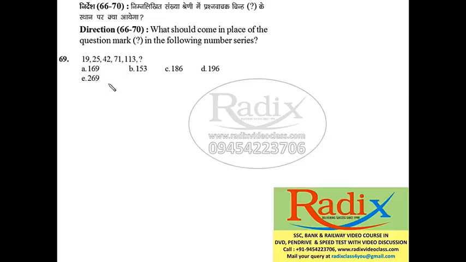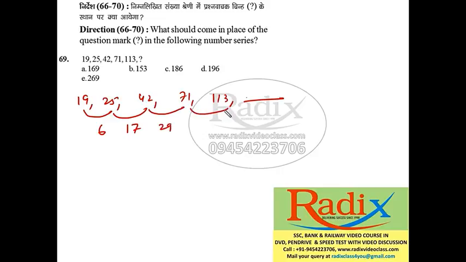Okay, next question. We have 19, 25, 42, 71, 113 and then the next unknown term. So this is increasing by 6, this is increasing by 17 and this is increasing by 29. This is 42. Check its next level. This is 9, 11, this is 12, this is 13. So next would be 14. Now if we add 14 to 42, we get 56. Now add 56 to 113, that gives 169. Answer is A option.